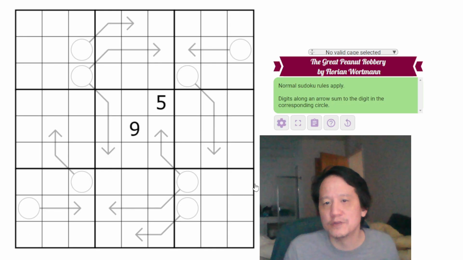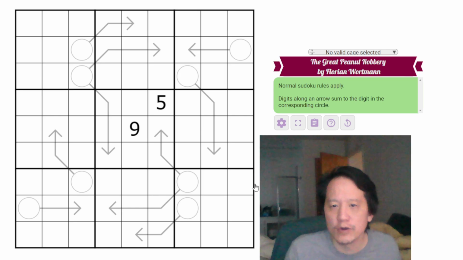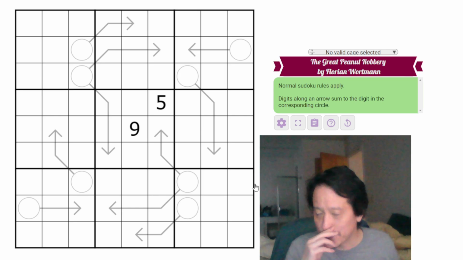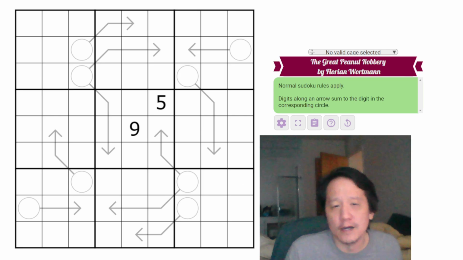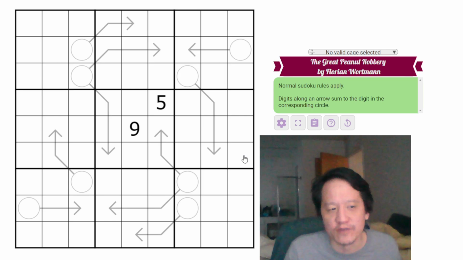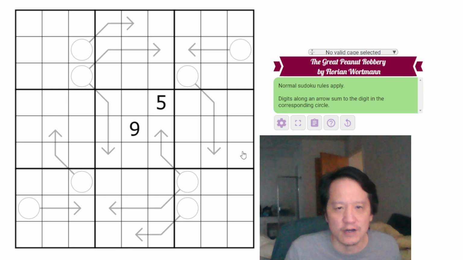Today's puzzle is called The Great Peanut Robbery by Florian Wharton, and it's an average rating difficulty. Unfortunately for me, I'm not very good with arrow puzzles, so this might take a while. And it's an average, which I haven't been doing very well. Some of them I've been doing pretty well, some can take a little longer. Anyways, here are the rules of the puzzle.